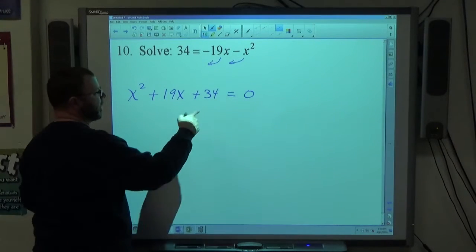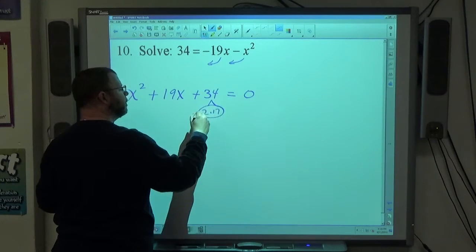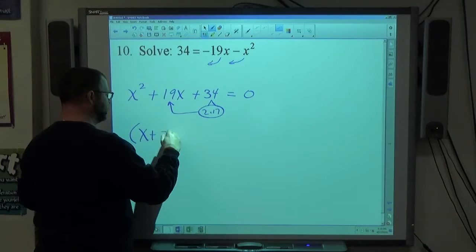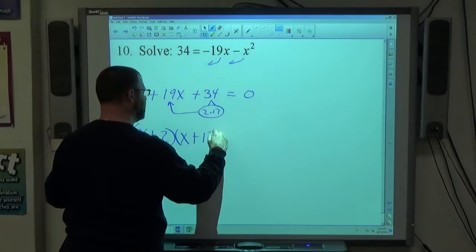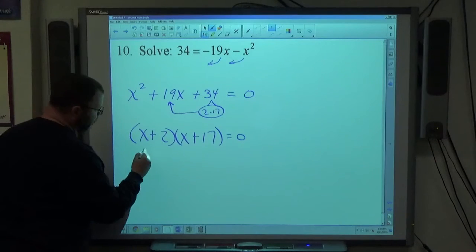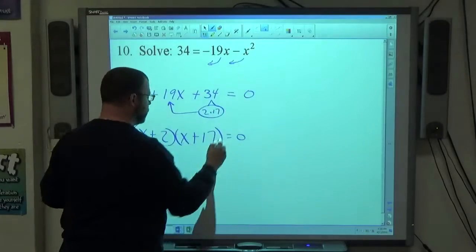Next I'm looking for the breakdown of 34. 2 times 17 makes 34, 2 plus 17 makes 19. So x plus 2 times x plus 17 equals 0. And once I get to this point, factor form equals 0. Either factor 1 equals 0 or factor 2 equals 0.